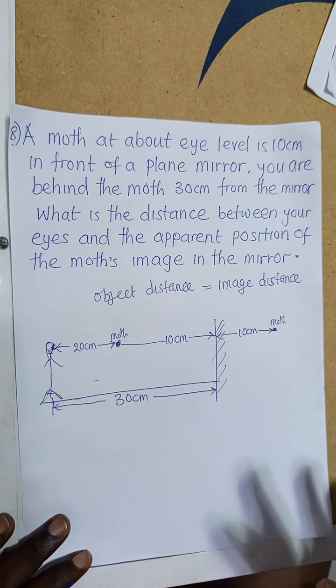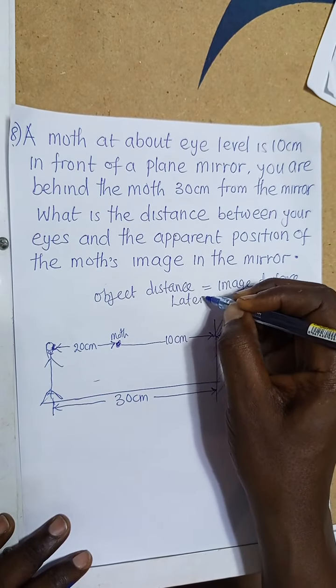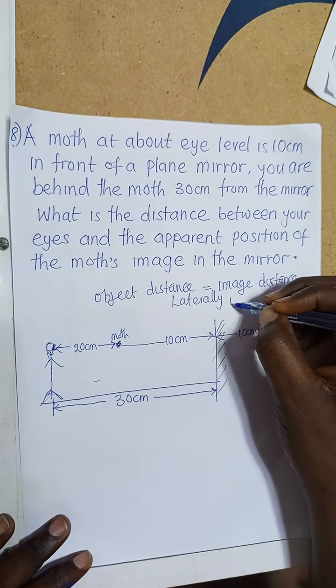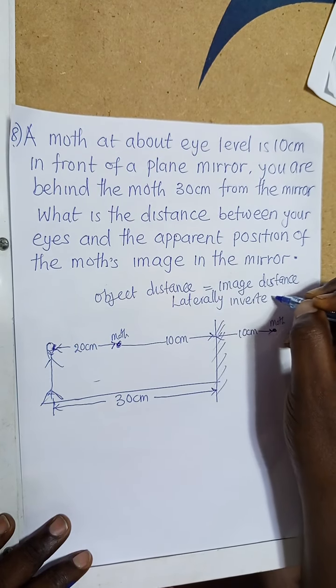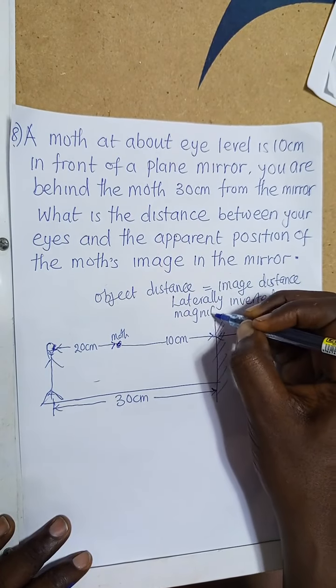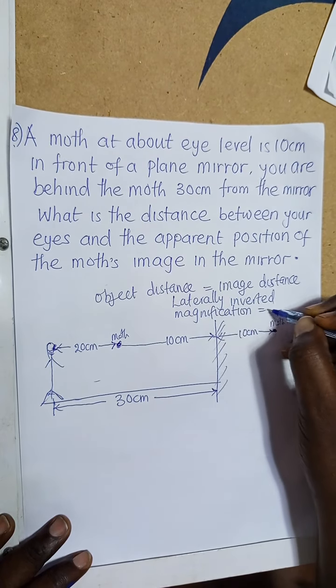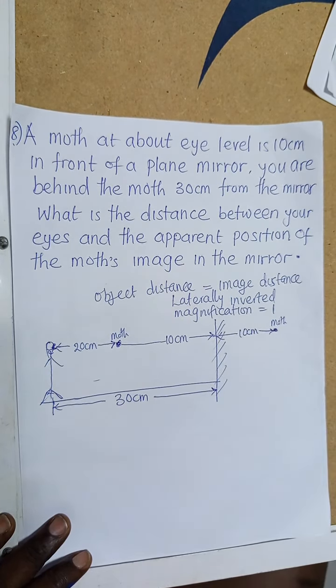Don't forget, for a mirror, it is what? A mirror is laterally inverted. Now, number 2, it has a magnification. Number 3, it has a magnification of 1. So the magnification of a plane mirror is equal to 1. Why? Because the object distance is equal to image distance.